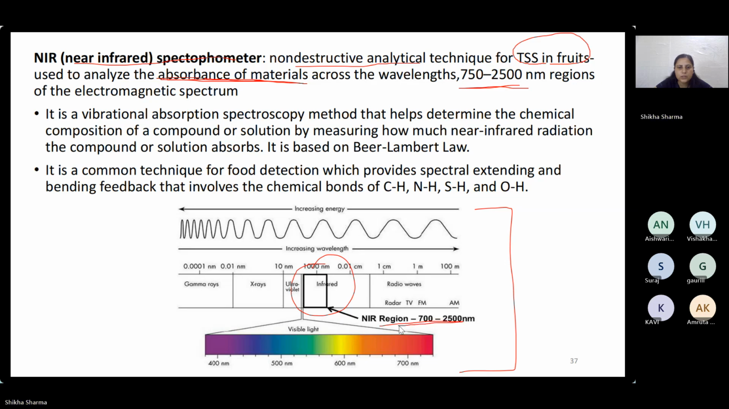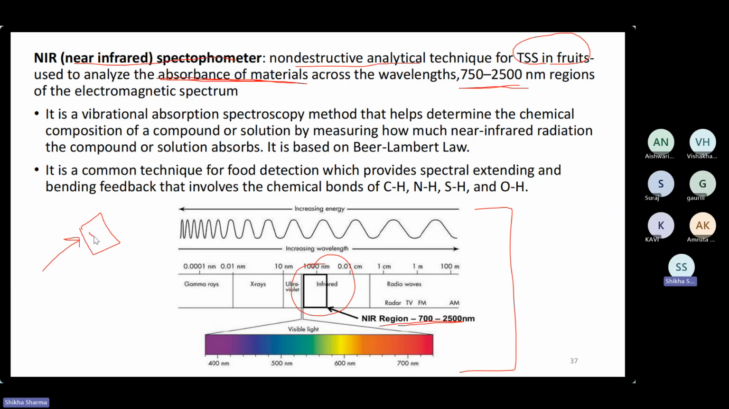So near infrared radiation will come on the particular food product. So this is our food product. Some amount of the infrared radiation the food is going to absorb, and some it will transmit. Whatever the food has absorbed, how much energy or photons the food has absorbed, based on that the compound identification is being done.